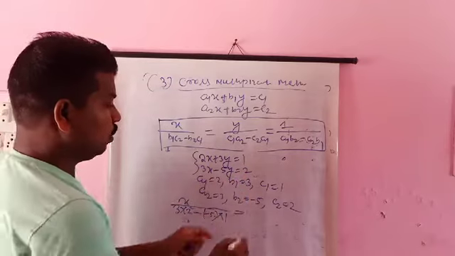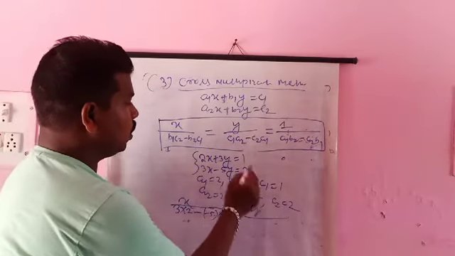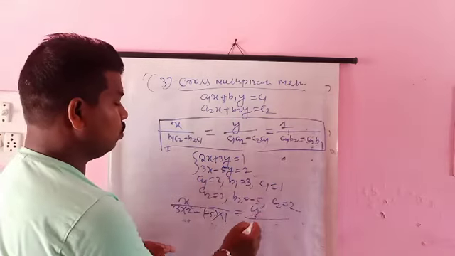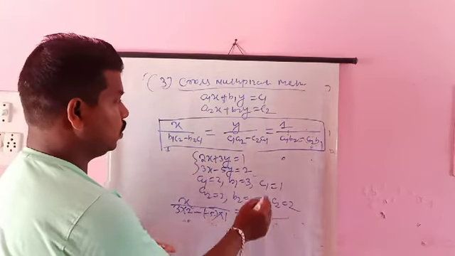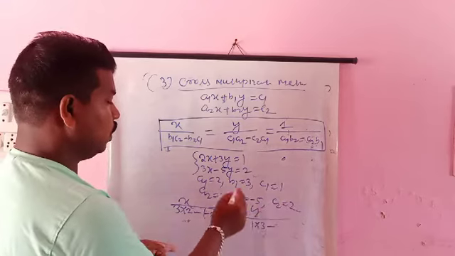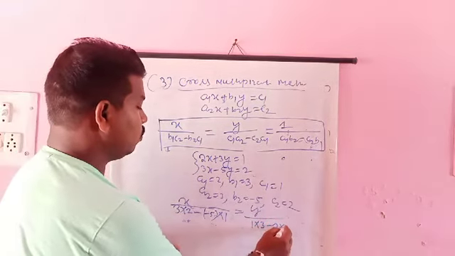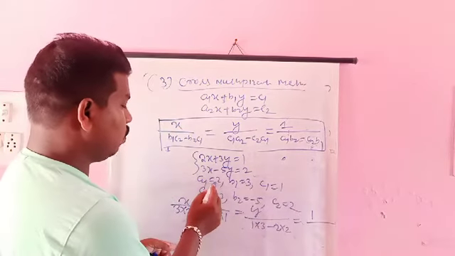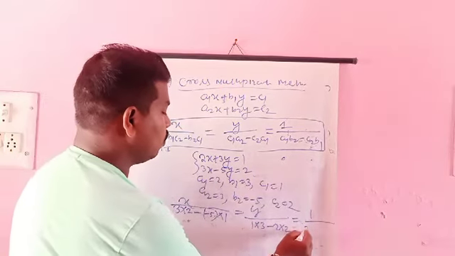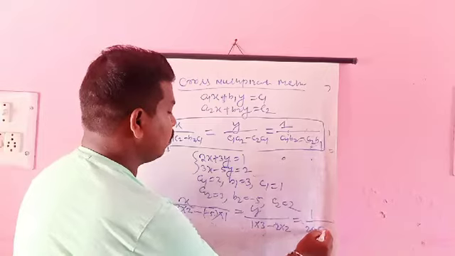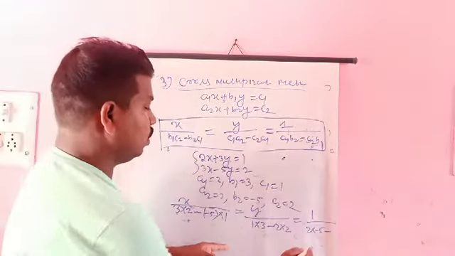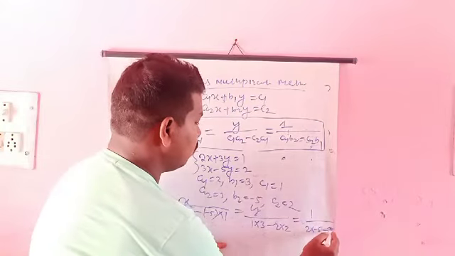Now y by c1 a2 minus c2 a1. c1 is 1, a2 is 3, so 1 into 3, minus c2 a1, c2 is 2, a1 is 2, that is 2 into 2. Next equal to 1 by a1 b2 minus a2 b1. a1 is 2, b2 is minus 5, that is 2 into minus 5, minus a2 b1, a2 is 3, b1 is 3, that is 3 into 3.